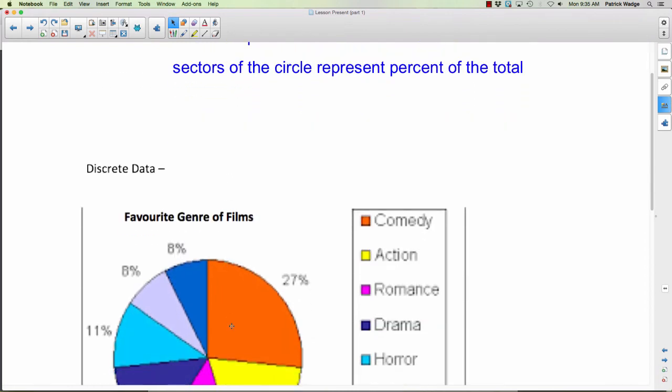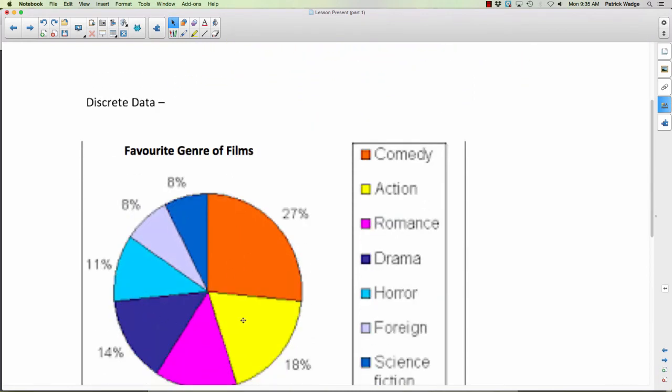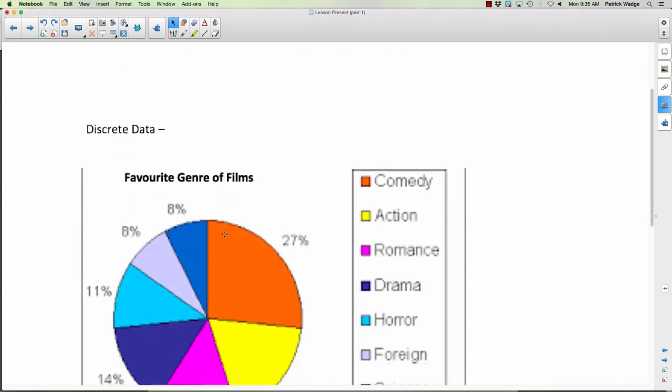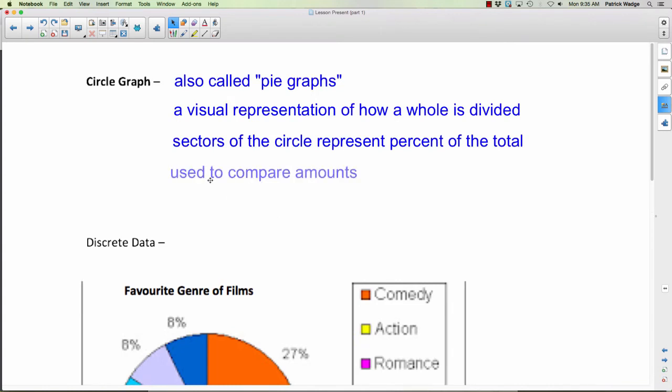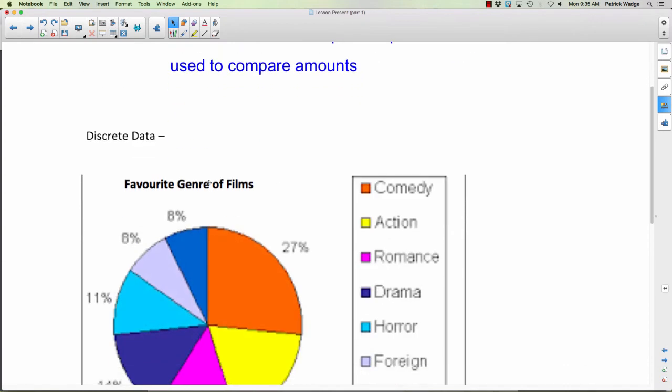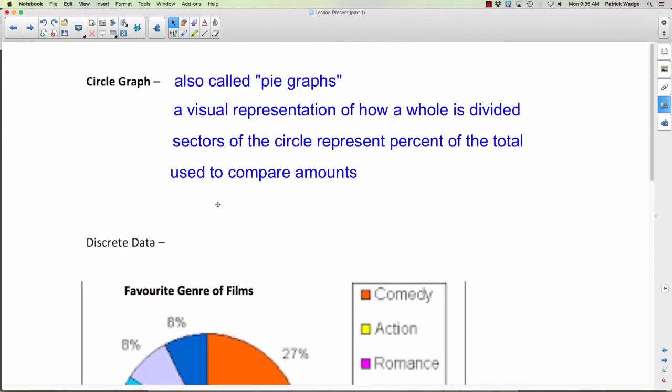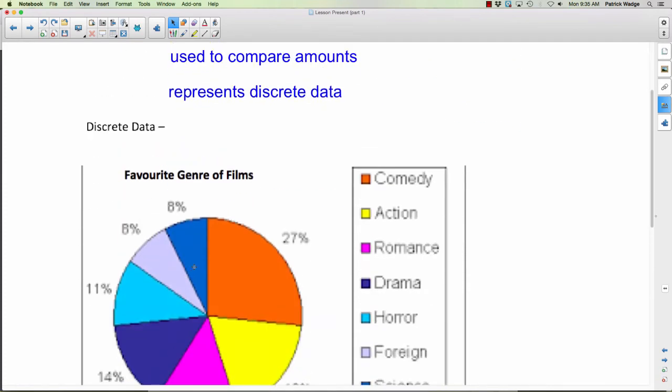Sectors of the circle, so each one of these different colors here is a sector of the circle, represent percent of the total, right? Again, bigger piece of the pie equals bigger percent. It's used to compare amounts. So it's very easy just by looking at this. If I said which one's the biggest, your eye just naturally goes boom, there's the biggest. It's very easy to compare things with this. And it represents discrete data. Uh-oh, it's the old discrete and continuous thing. Have you got it yet? Here's one last time, I'll go over it.